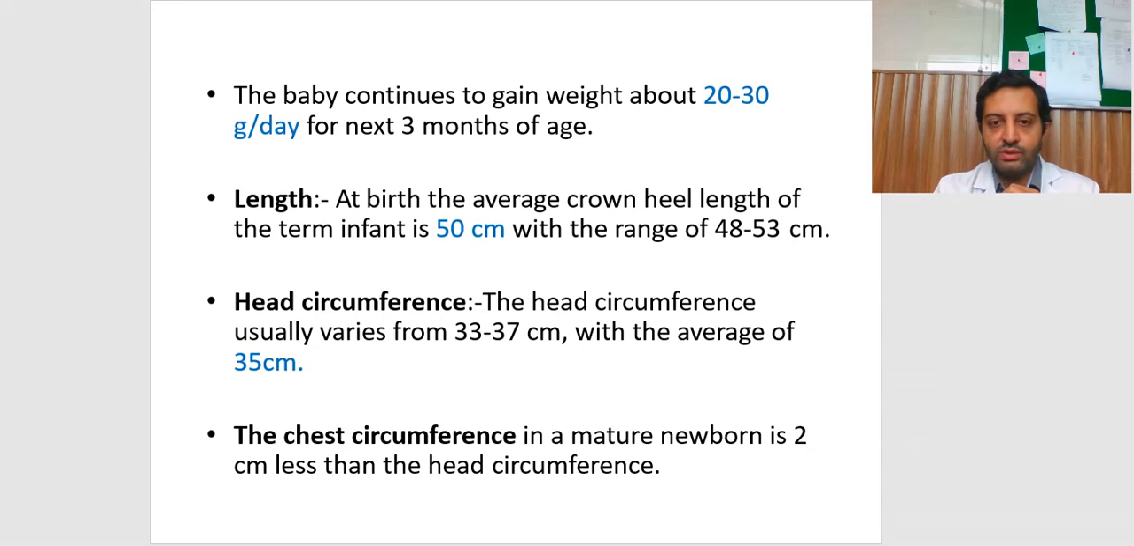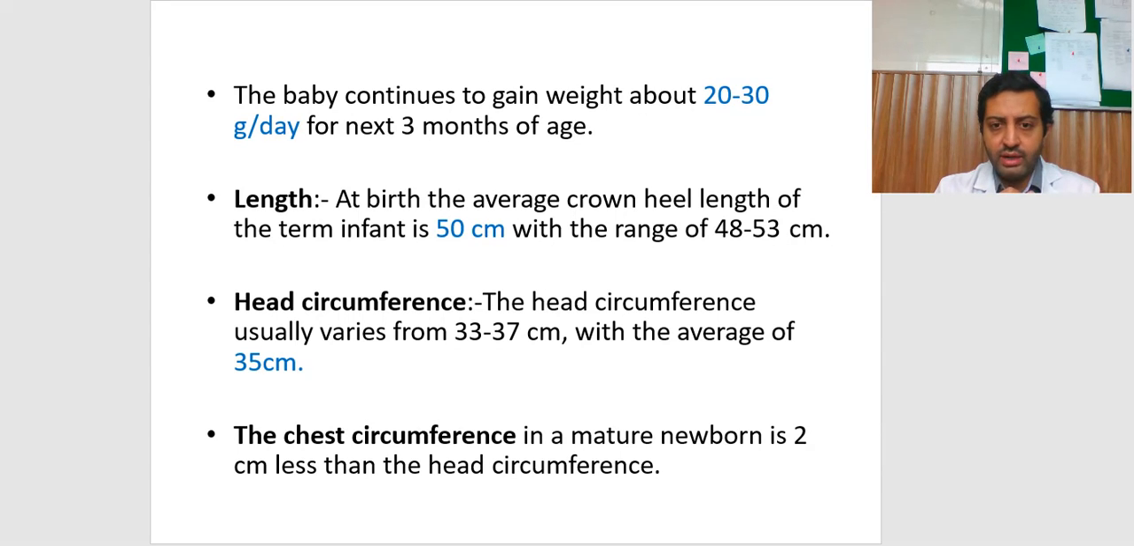If we talk about the length of a newborn baby, the length is on average 50 centimeter at the time of birth, and at the age of 1 year, this length increases to 75 centimeter.